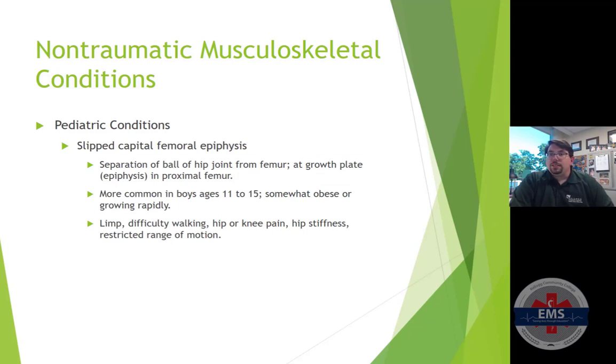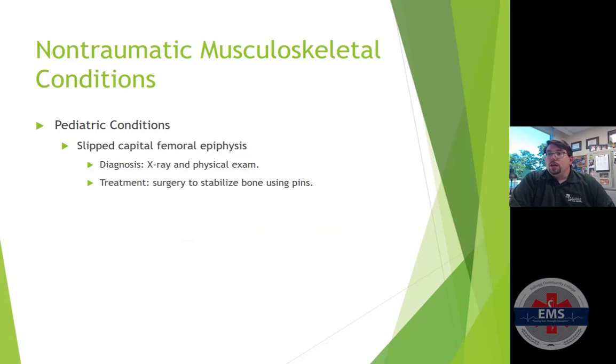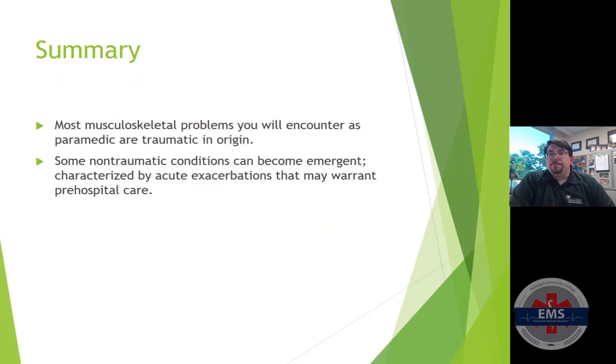We can also have a slipped capital femoral epiphysis, where we're going to get a separation of the ball of the hip from the joint of the femur. It happens again at the growth plate in the proximal femur. Very common in boys at least ages 11 to 15, and they are growing, especially if they're obese or they're growing very rapidly. They've got a growth spurt. Diagnosed by an X-ray, treatment is going to be surgery to stabilize it.